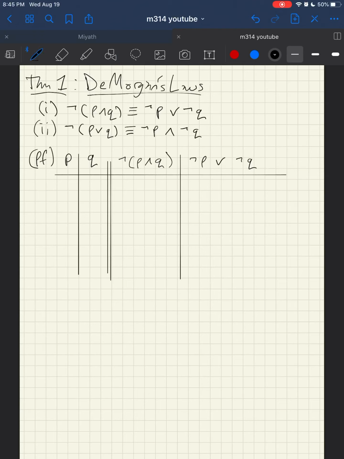Now let's look at all of our possible inputs. Well, we could have that both P and Q are true. We could have true and false. We could have false and true, or we could have false and false. Now, let's evaluate this truth table.